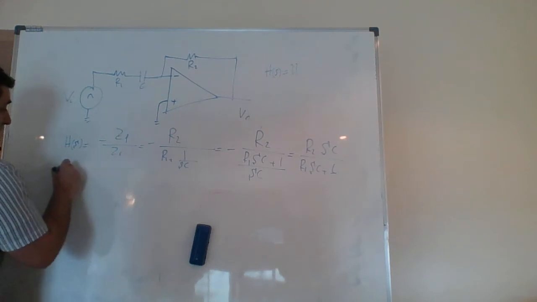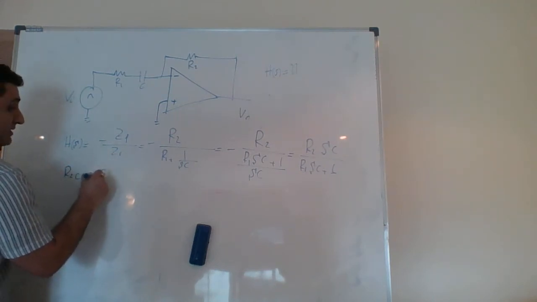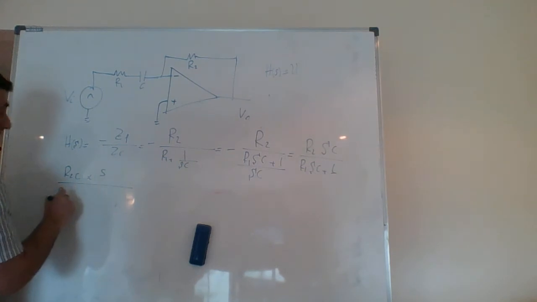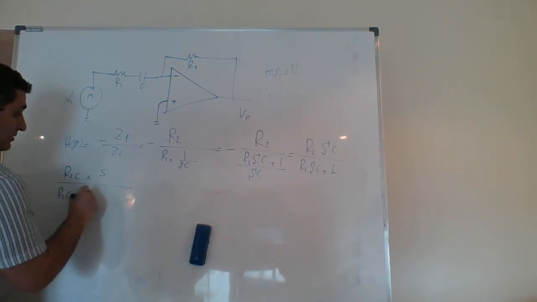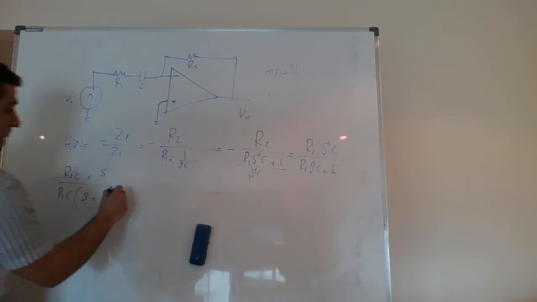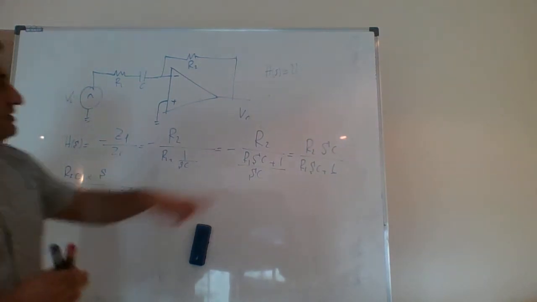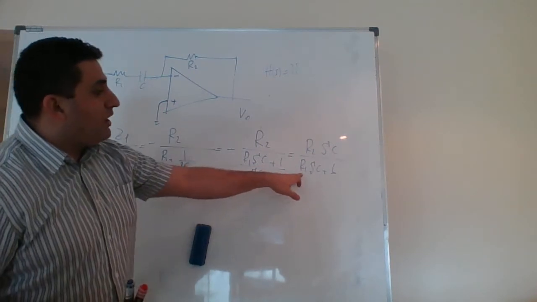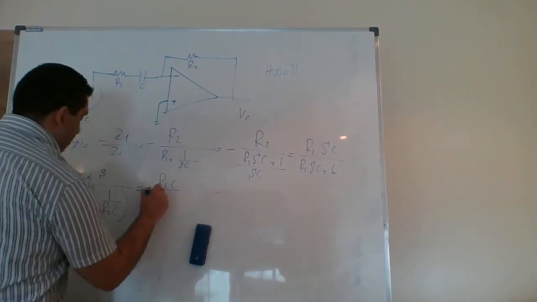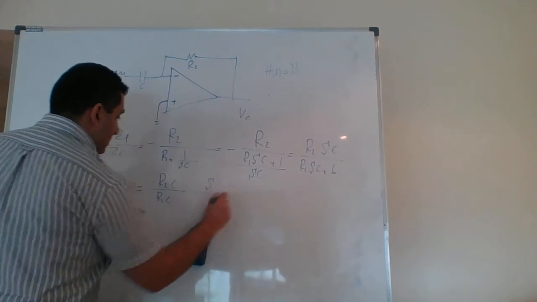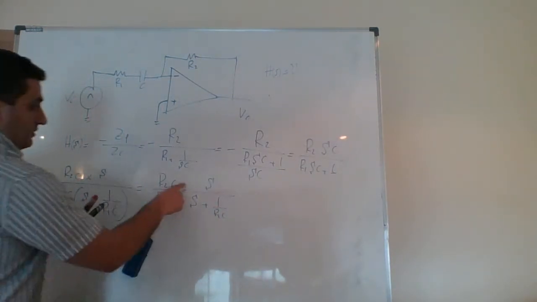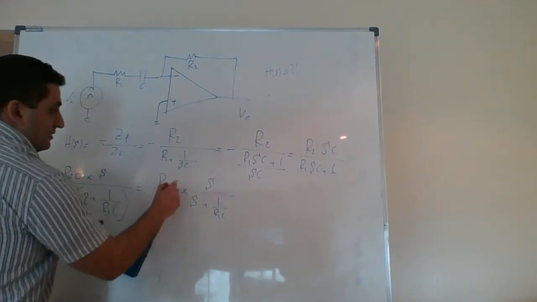So on top, I should have R2C multiplied by S. At the bottom, I should have R1C times (S plus 1 over R1C). I haven't done much. All I did is I said R2C multiplied by S, and at the bottom I took R1C on the outside. It gives me R2C divided by R1C, multiplied by S divided by S plus 1 over R1C. Guys, sorry, this is multiply. This and this will go.